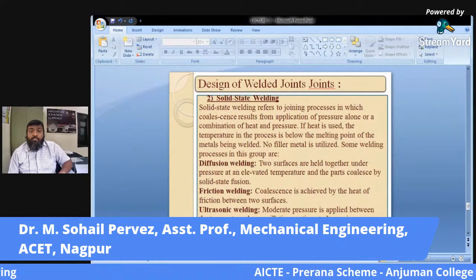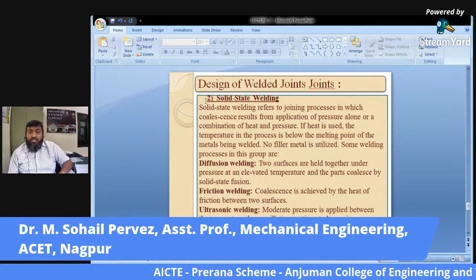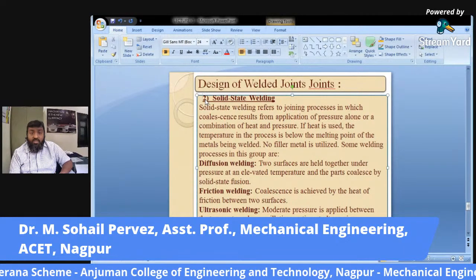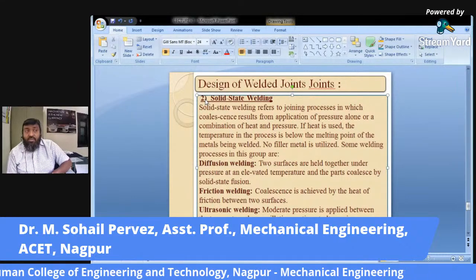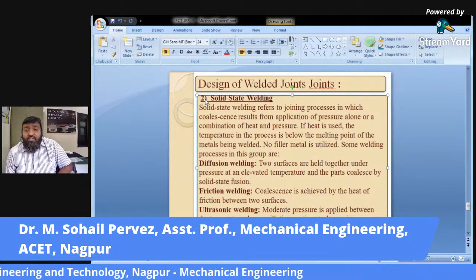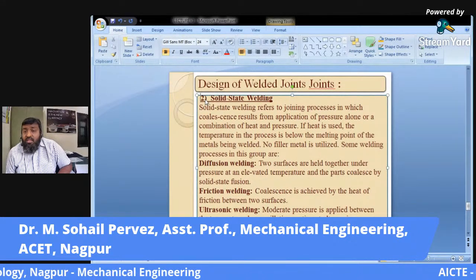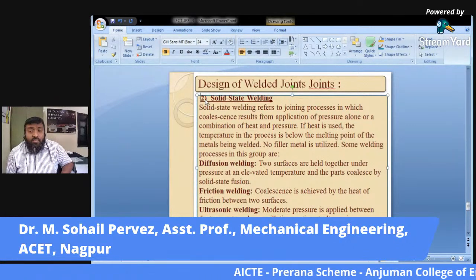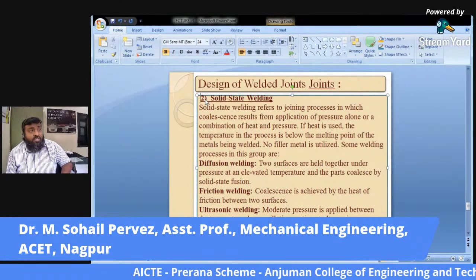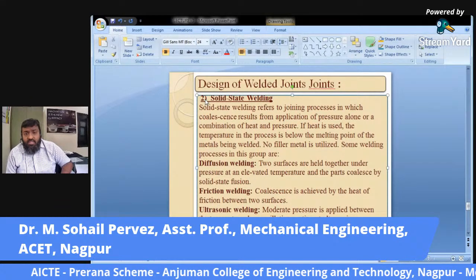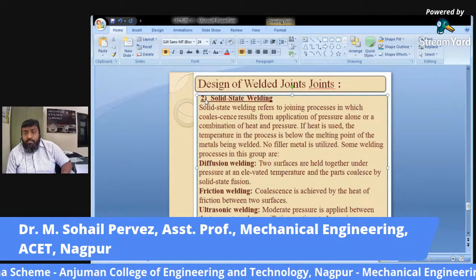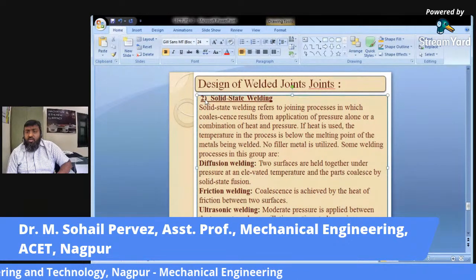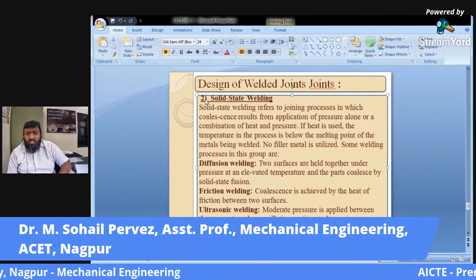Okay. Next is solid state welding. This is again a very important part, because we use friction welding there. Solid state welding refers to a joining process in which coalescence results from the application of pressure alone, or a combination of heat and pressure. Sometimes pressure alone will act, and sometimes we may require both. Generally, no filler material is used in the process.